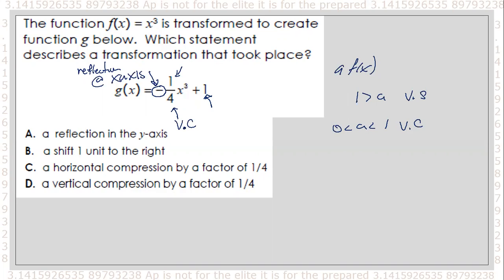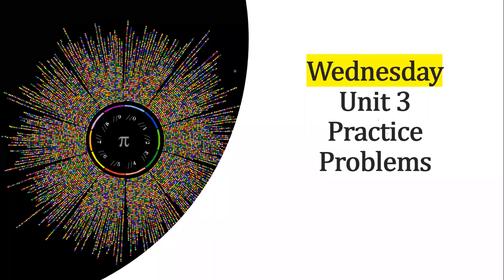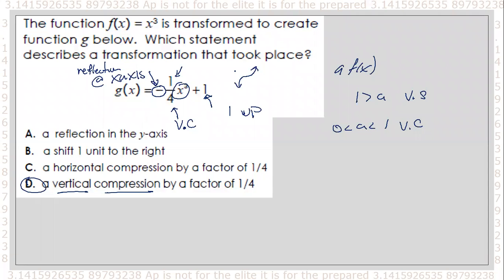Okay, x cubed, this right here is a parent function. It's going to look like a little cubic, and the +1 means 1 unit up. Okay, so we're going to see that the only choice left would be D, vertical compression by a factor of 1/4. Okay. Alrighty, guys, hopefully that helped.